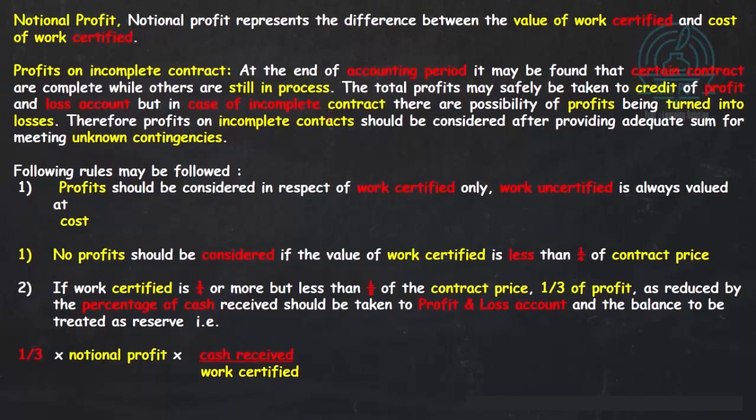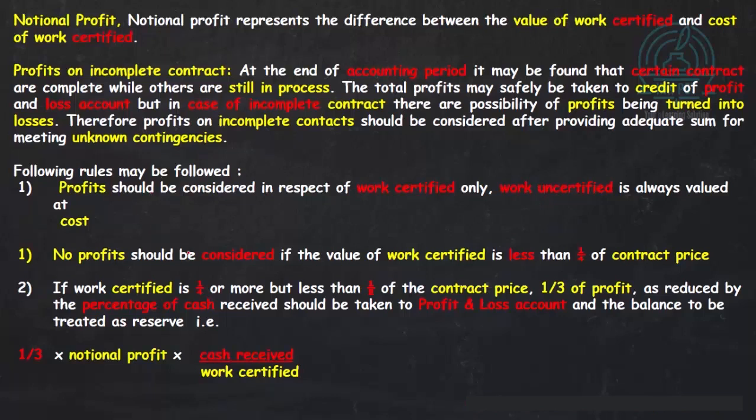Now, profits on incomplete contract. How do we treat the profits of an incomplete contract? Once the contract is complete as on the end of the financial year, we transfer those profits to P&L account. But what are the rules which we generally follow if the contract is not complete? So the following rules are followed. First, profits should be considered in respect of work certified only, and work uncertified is always valued at cost. This I have already explained to you. In work in progress, we use the value of work certified and we take the cost of work uncertified so that we can get the profit of work certified.